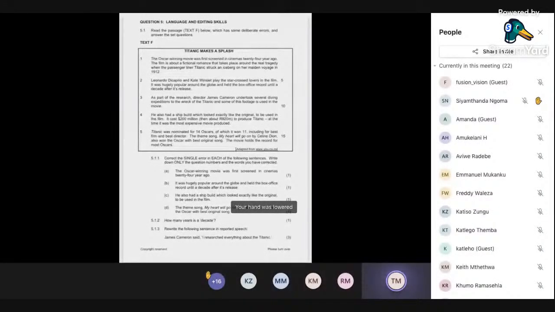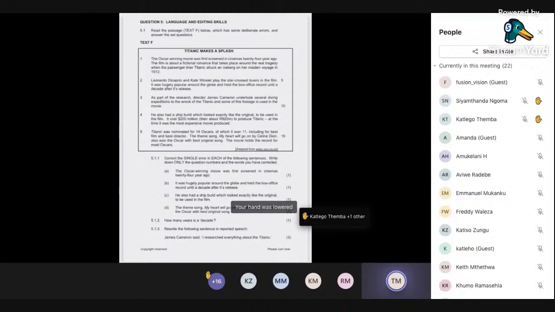Ngoma. It's 10 years. It's 10 years. Good. Now, let's move to 5.1.3, and then we are getting technical.